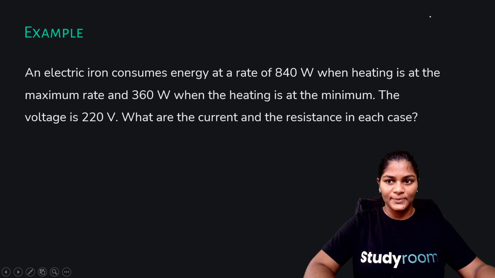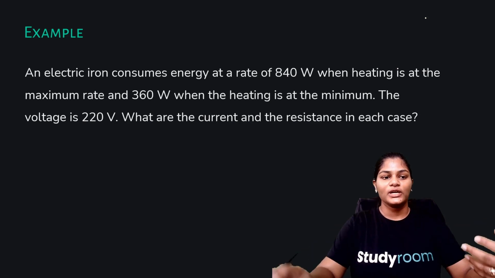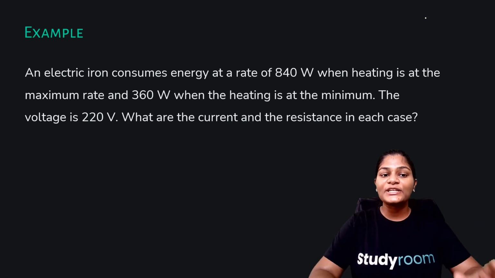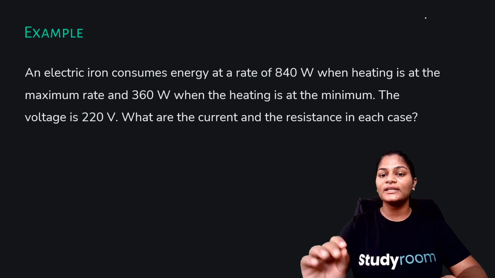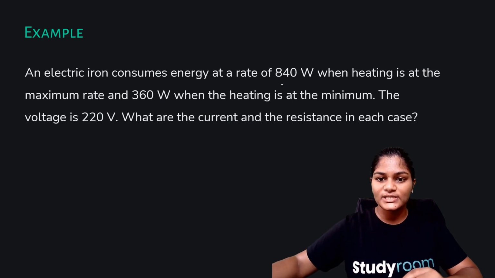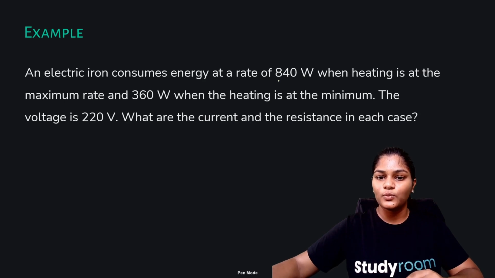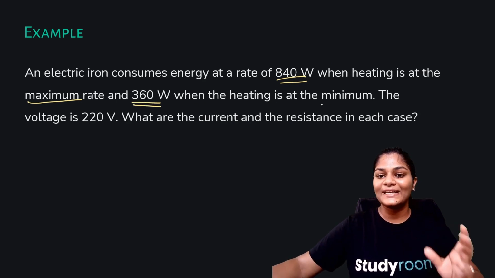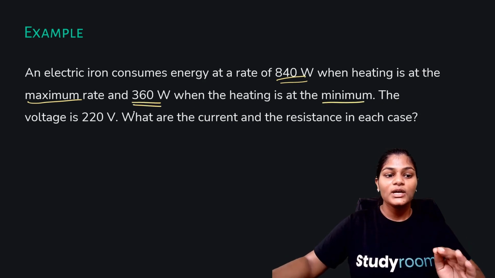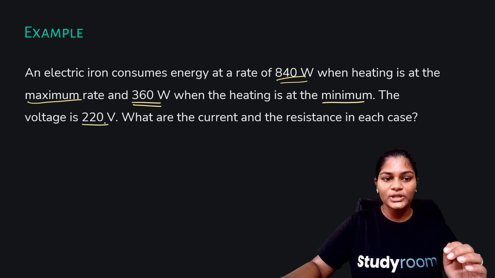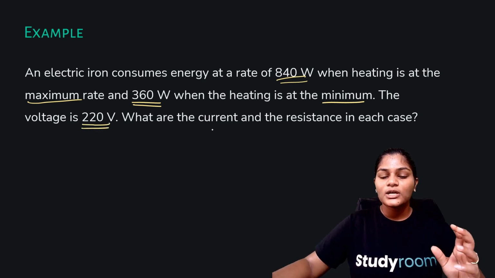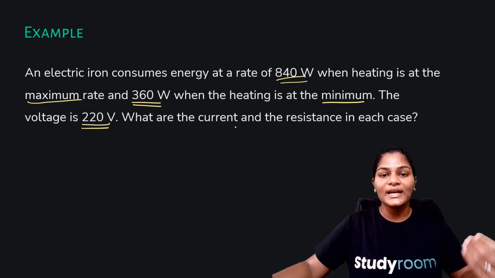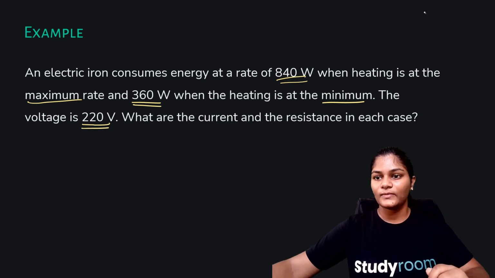So now we have an example. The question says that an electric iron consumes energy at the rate of 840 watts when heating is at the maximum rate, and 360 watts when the heating is at the minimum. The voltage that it's connected to is 220 volts. It is asking what are the current and the resistance in each case.